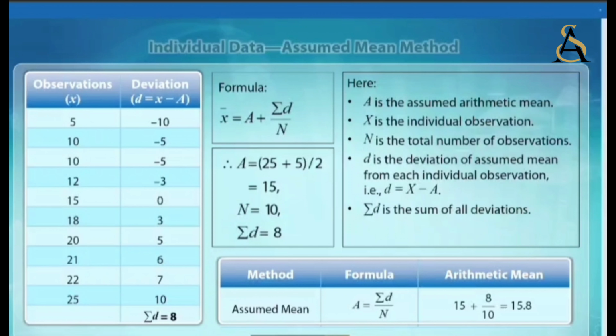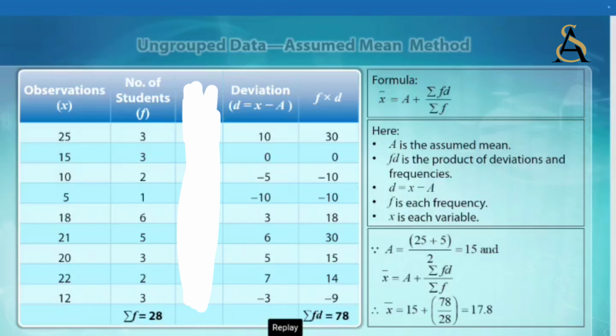This was all about the individual data. Let's proceed to the ungrouped data, which is the discrete series. Here we are going to get the observations along with the frequency. But in the individual data we did not get frequency, we only got the observations. In this type of question, observations and the frequencies will be given together.